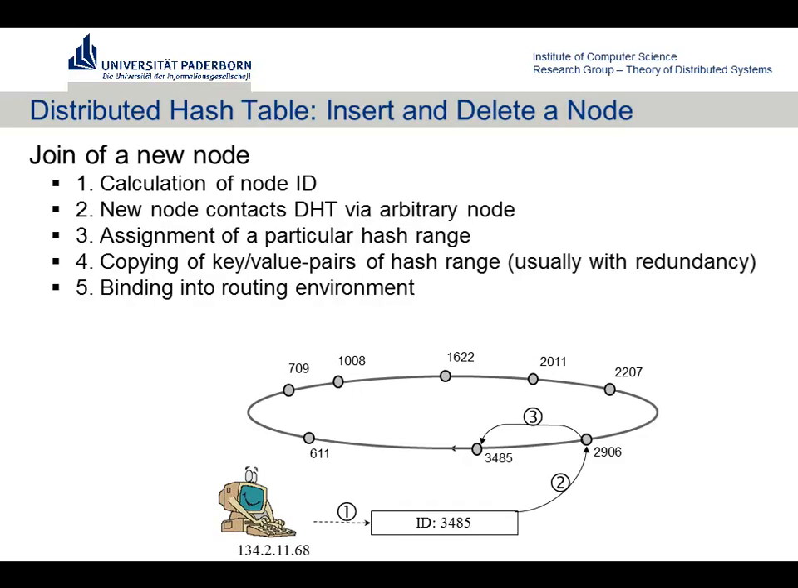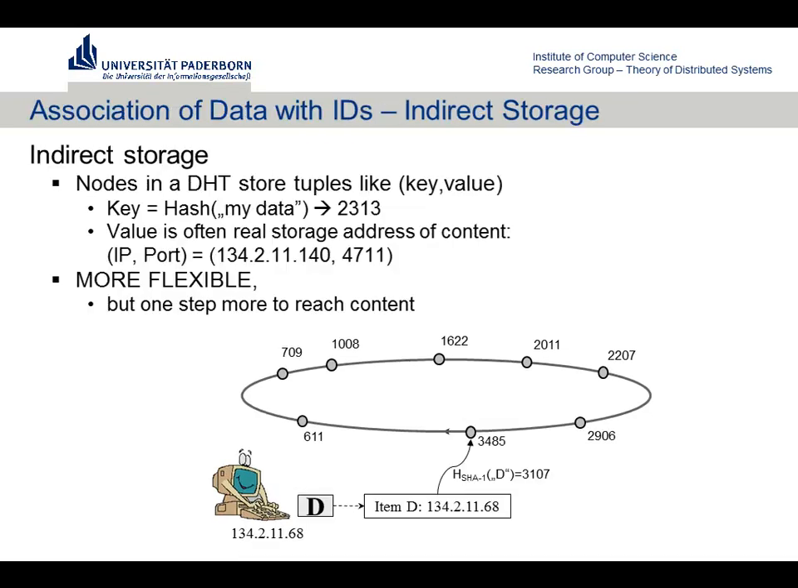So what you should take with you, up to this point of the slides, is that with the structured overlays you really have peers responsible for object IDs, and you can place any kind of object with a specific object ID in the network and retrieve it. So this is the basic functionality.